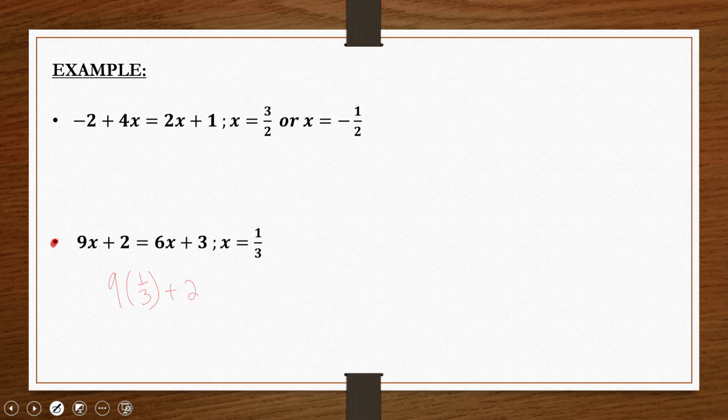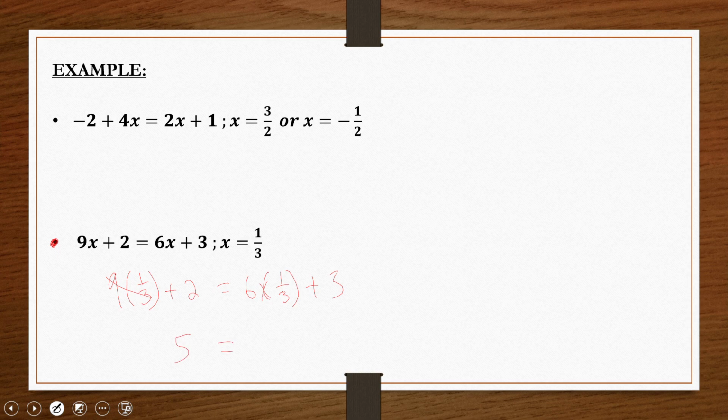That's a good general practice. And when I simplify, I will then have to consider if I get a true or false statement. So 9 times 1/3 will give me 3. 3 times 1 is just 3. So 3 plus 2 is going to give me 5 when I simplify on the left-hand side.